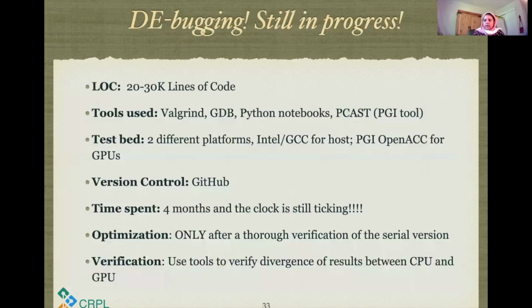So here it was 20 to 30K lines of code, Valgrind, GDB, all possible debuggers, Python notebooks, PCAST, PGI tool, different test beds, GitHub. But we ran across a problem in December, and we couldn't submit to pass of 2020 because we had this tiny little bug in the parallel code, which we had no clue where it was emerging from.